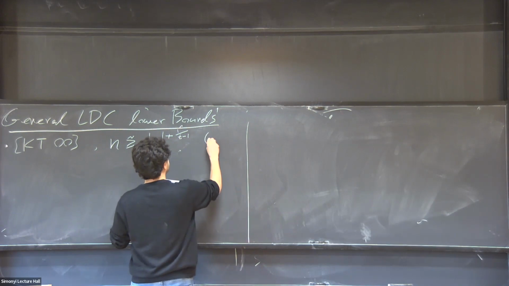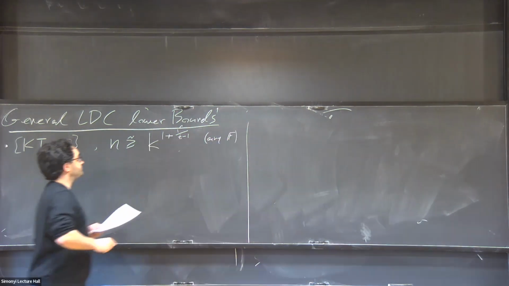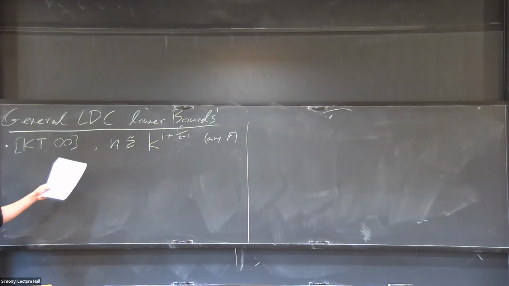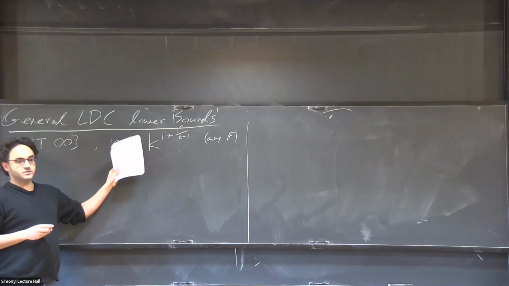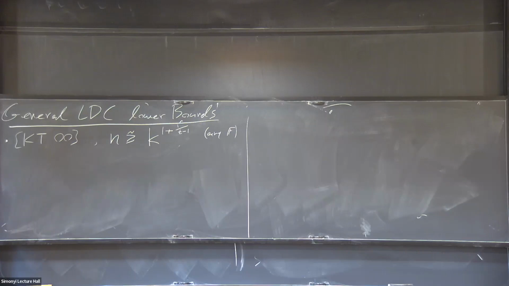And the technique is very general, so it really holds for any field. So if t is 3, k to the 1.5. So at least we know that for a constant number of queries, you can't have a good code, constant rate. So it already separates it from standard error correcting codes.